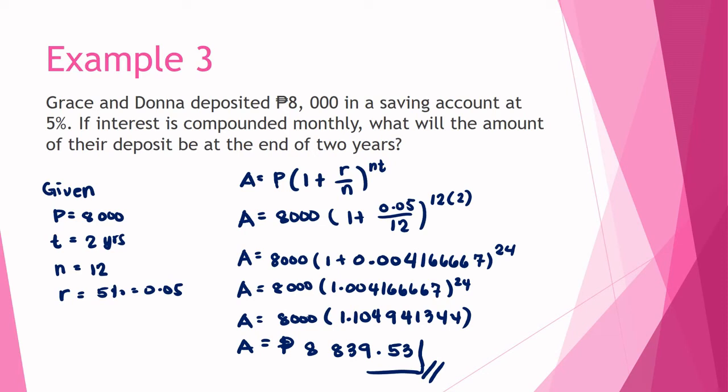So, to solve for that one, use the formula A equals P times the quantity 1 plus r over n, raised to the power of nt. Then, substitute. So, P is 8,000 times 1 plus 0.05 divided by 12 raised to the power of 12 times 2. Okay, then you solve. I-divide sa ninyo first si 0.05 divided by 12, then add to 1, and after that, inyo din i-solve raised to the power of 24. If you get the answer, you multiply it to the 8,000. So the answer here is 8,839.53 pesos.